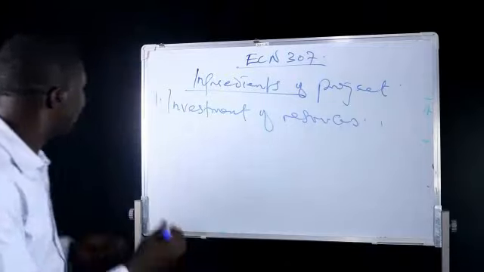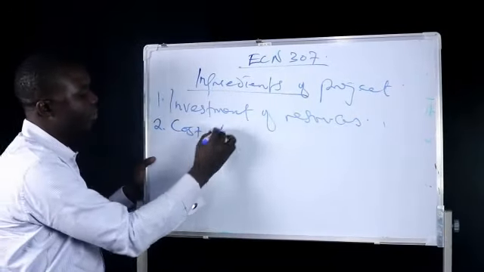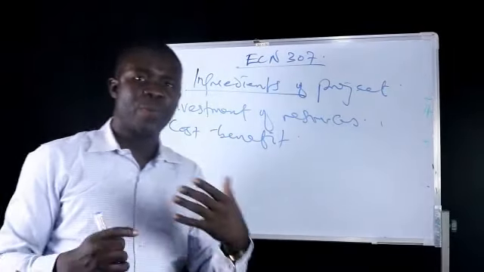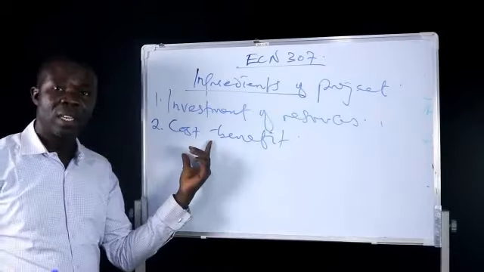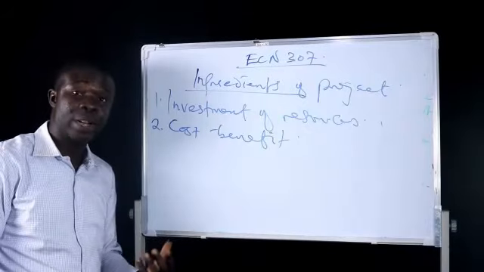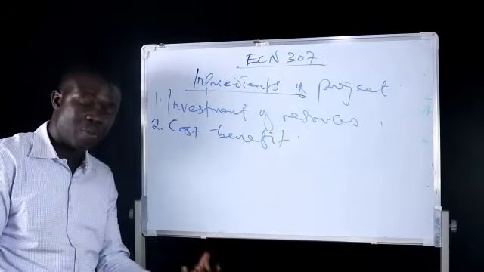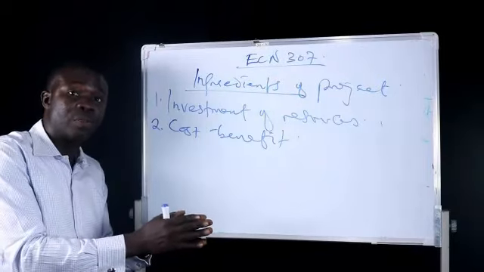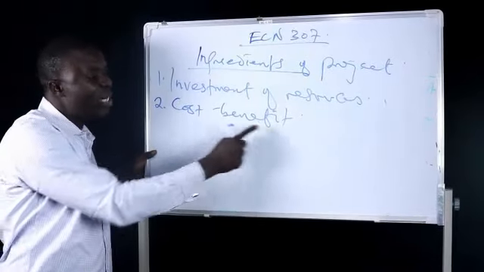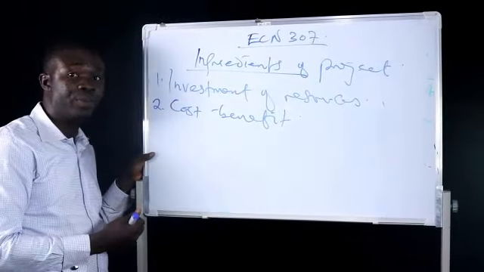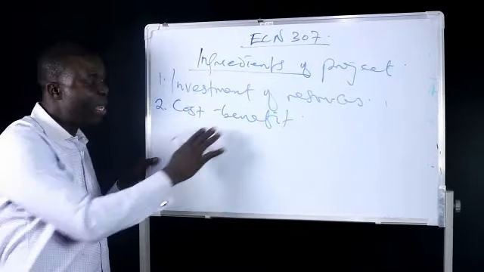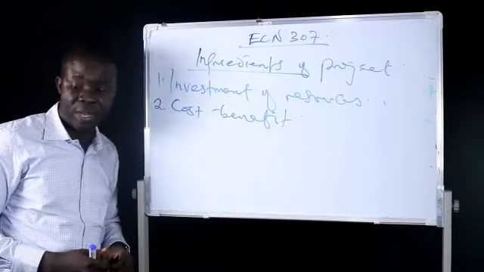Another one is the cost benefit ingredient. That is, for you to invest in a project, you are investing with the anticipation of getting something in return. It's similar. Okay, so there must be cost. A project must attract some cost implication, and must also have some benefit. Of course, there's nothing beneficial that you don't have to pay a price. But what we are looking at is that the benefit must be greater than the cost. The moment the benefit is more than the cost, then you go ahead and invest your resources.